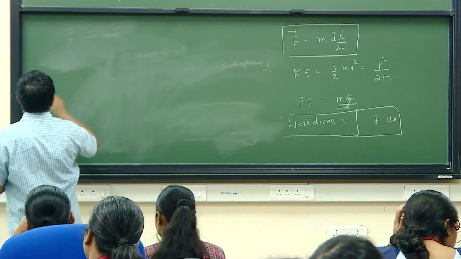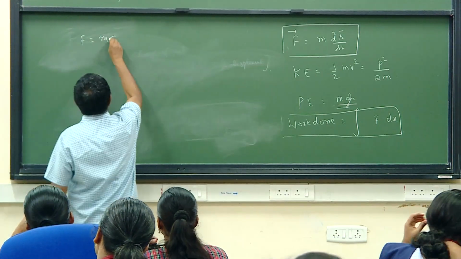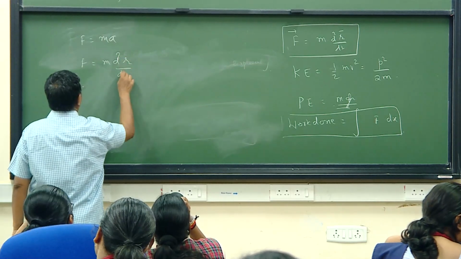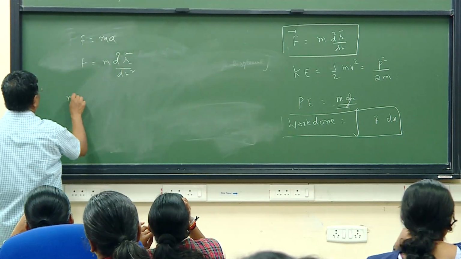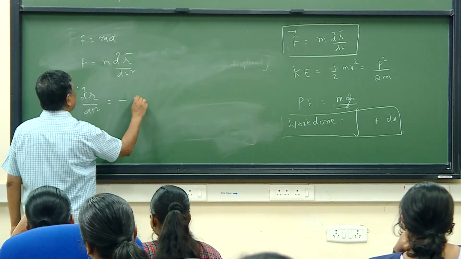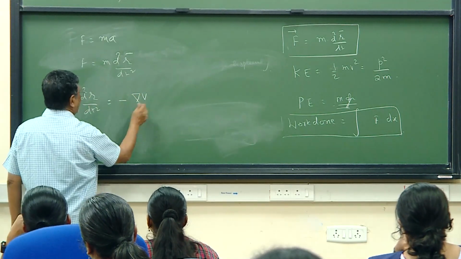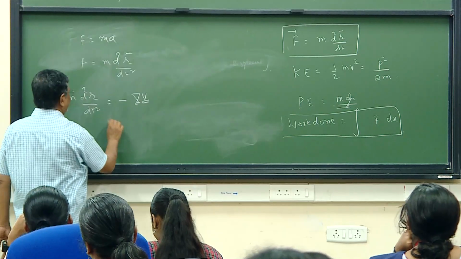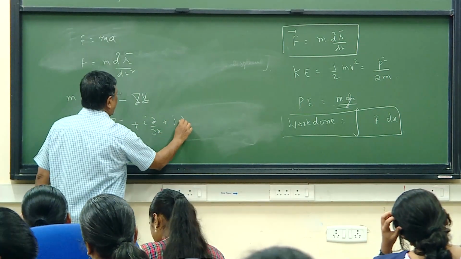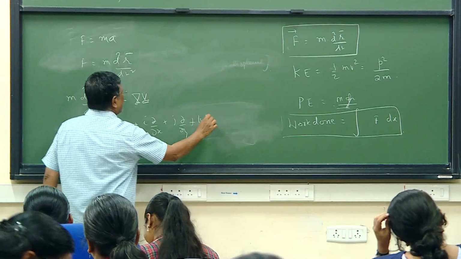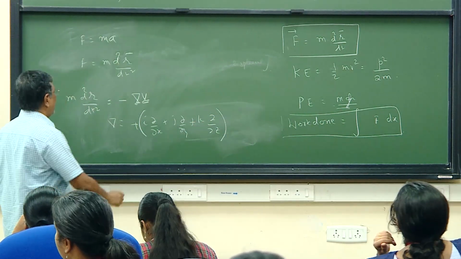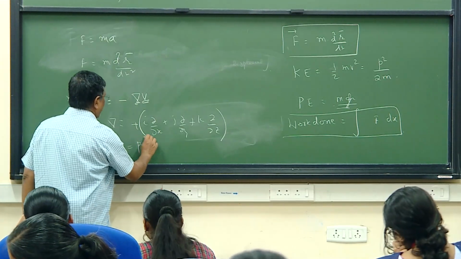My equation, force equal to m into a. Force is equal to m into d square r by dt square. Alright. My m into d square r by dt square equals minus del v. Del is the operator which I have defined already, i dou by dou x, j dou by dou y plus k dou by dou z. And V is the potential energy.